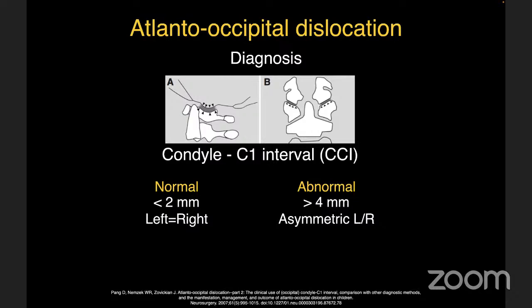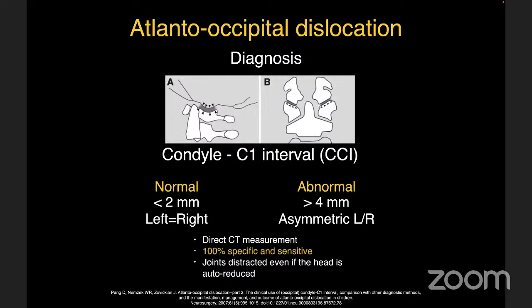If it is more than 4 millimeters, or if it is asymmetric left to right, then you suspect that this person has an atlanto-occipital dislocation. And this is 100% specific and sensitive. Even though the head is auto-reduced, you will find that the joints will appear distracted on CT scan. It's a very accurate measurement.